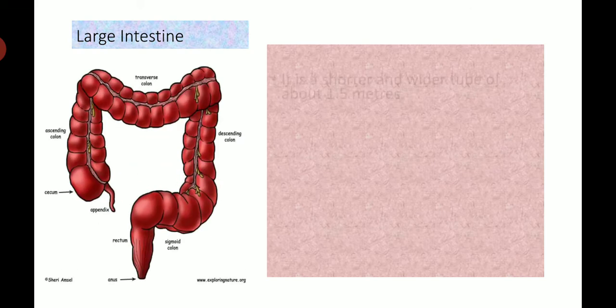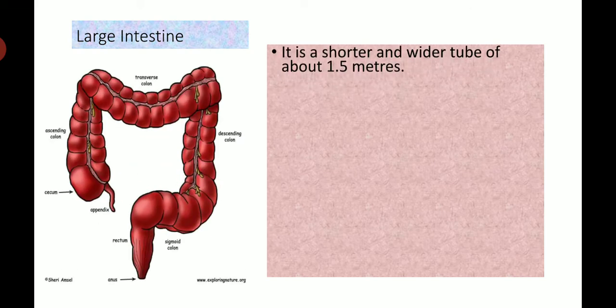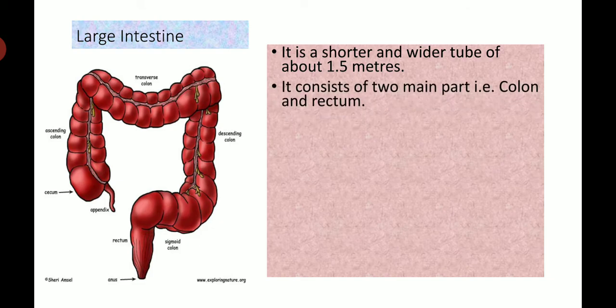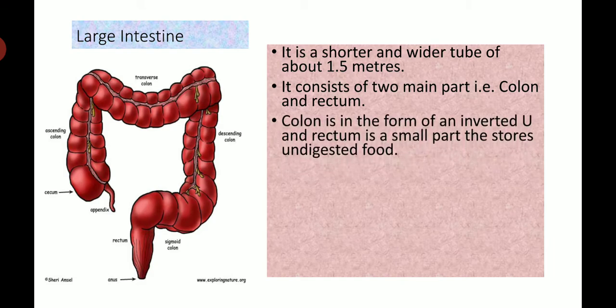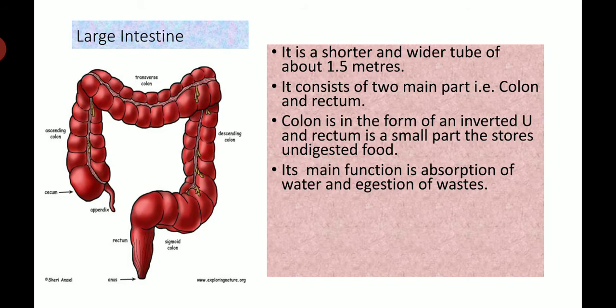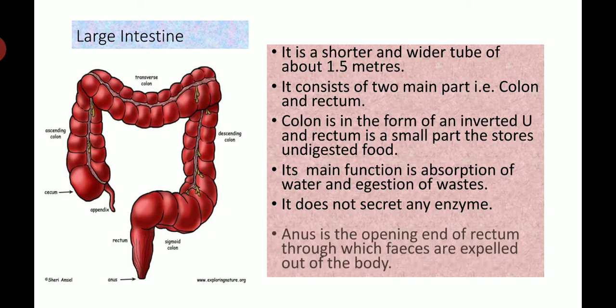Coming on to the large intestine. Though being called large, it is only about 1.5 meters in length. It is a shorter and wider tube of about 1.5 meters. It consists of two main parts, that is the colon and the rectum. The colon is in the form of an inverted U, and the rectum is a small part that stores the undigested food. Its main function is absorption of water and ejection of the waste, that means the throwing out of the waste, and the large intestine does not secrete any sort of enzyme.